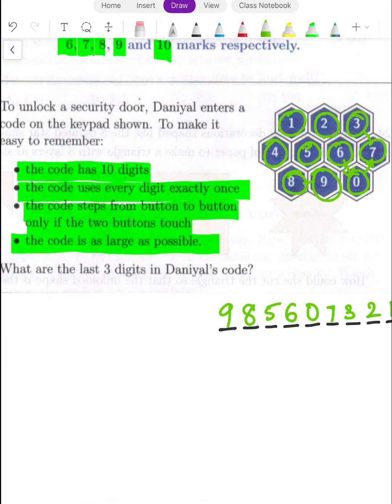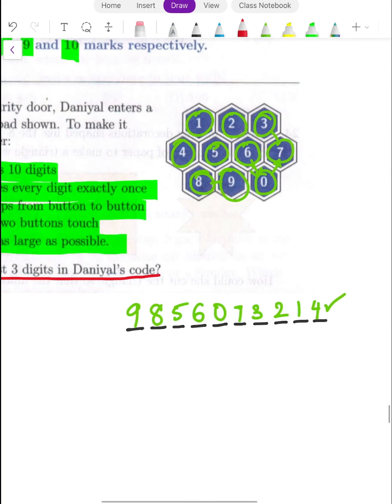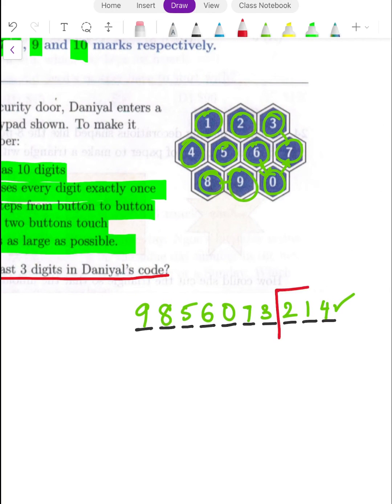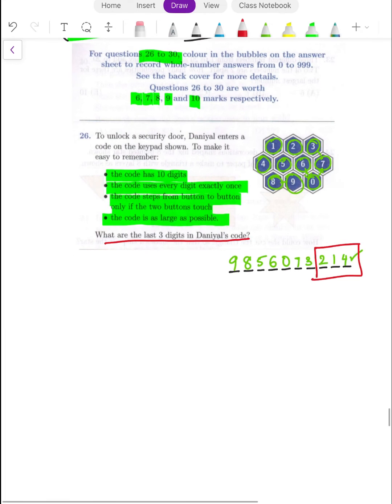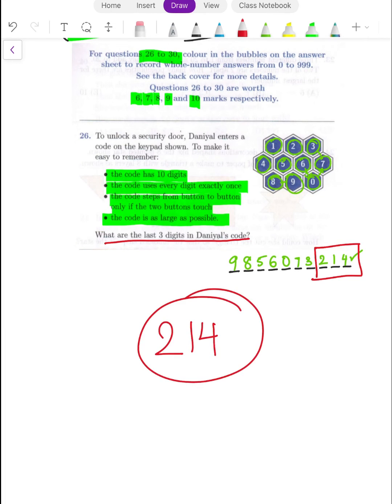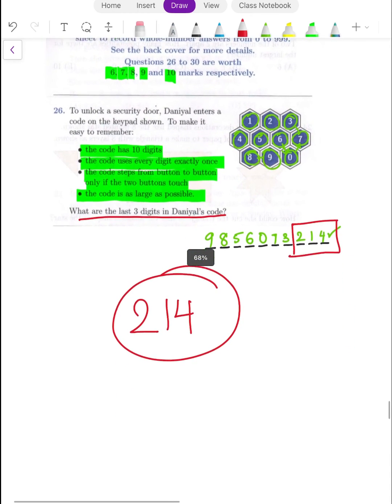So in the question, they asked us, what are the last 3 digits in Daniel's code? And those 3 digits are 214. So the answer is 214. This is our answer for question number 20.